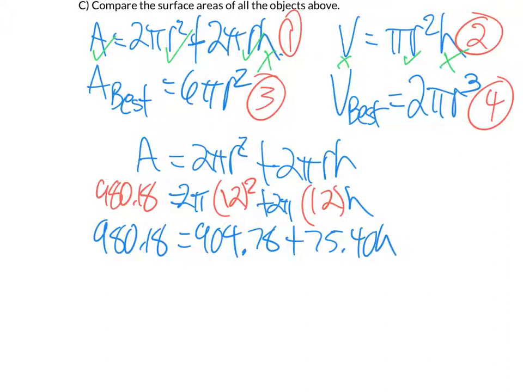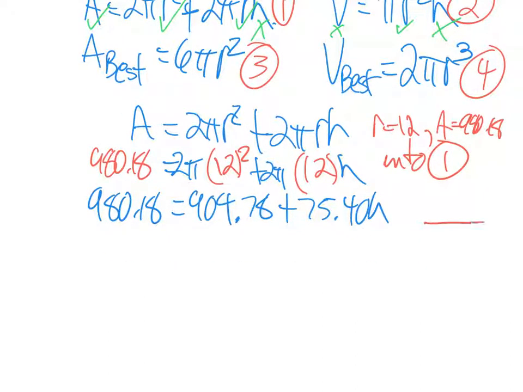Well, actually what I can say is here I put R equals 12, A equals 980.18 into 1, okay? Now I've got an equation to solve, BEDMAS and inverse. So first thing I'm going to do is check BEDMAS. So I start with the variable that I'm trying to figure out, which is h. First thing that gets done to h is it gets multiplied by 75.4.